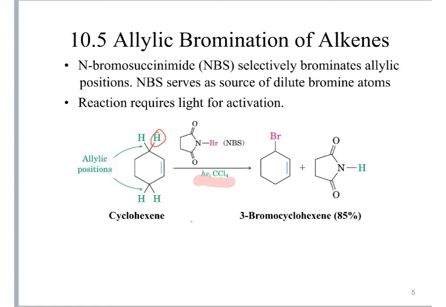Reaction is more selective for the replacement of the more highly substituted hydrogen. In this case, cyclohexene has 4 equivalent secondary allylic hydrogen atoms, and under allylic bromination reaction conditions, one of these allylic hydrogens is replaced with the bromine atom.